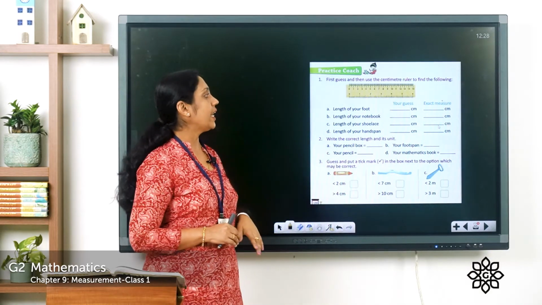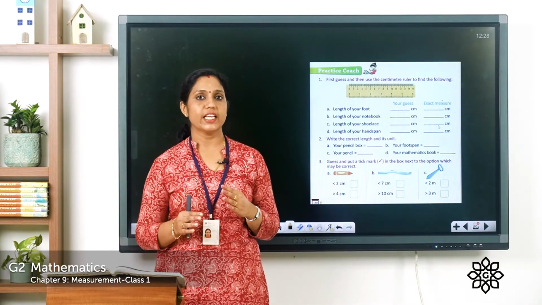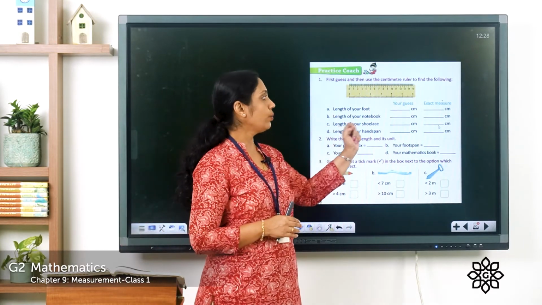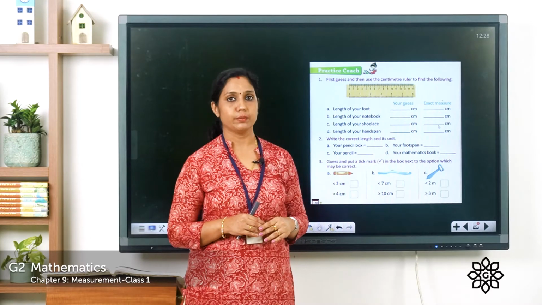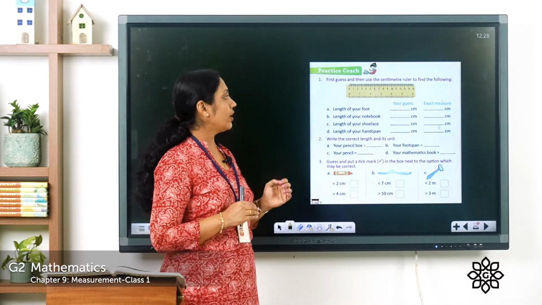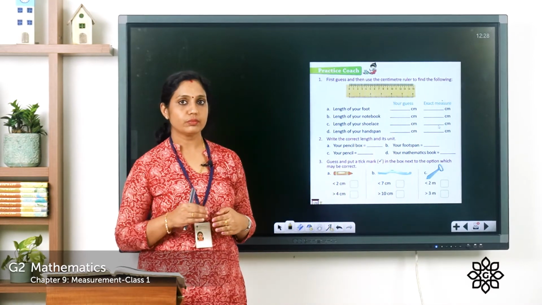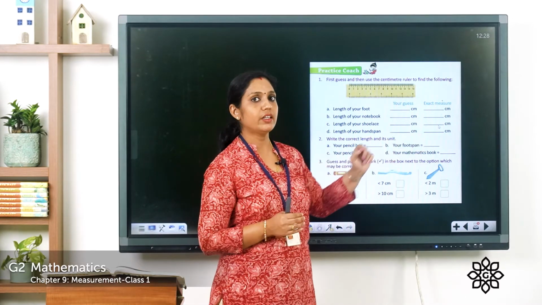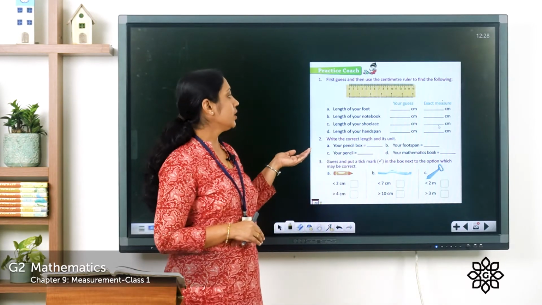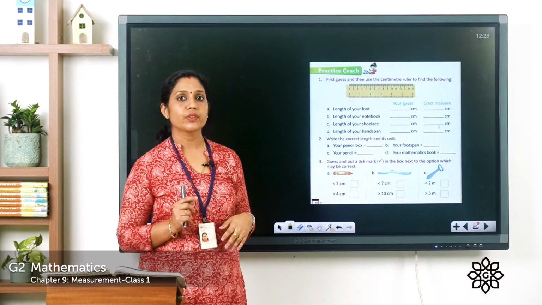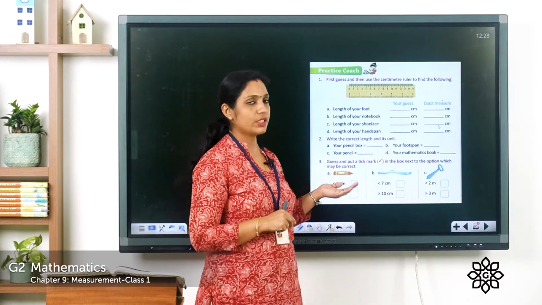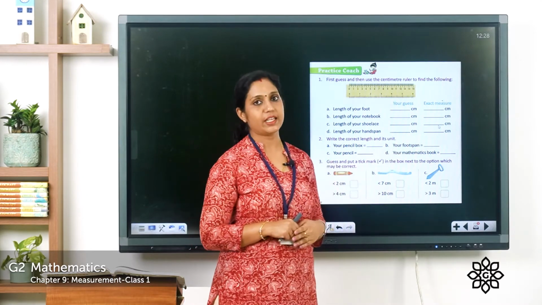The next one, length of your notebook. First guess how many centimeters it will be, and then measure your notebook and write it under the exact measure. Next, you have the length of your shoelace. Guess it and write, and after that measure and write it under the exact measure. D, length of your handspan. First guess it and then using a ruler measure it and write the exact measure.